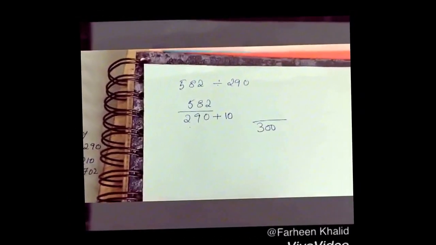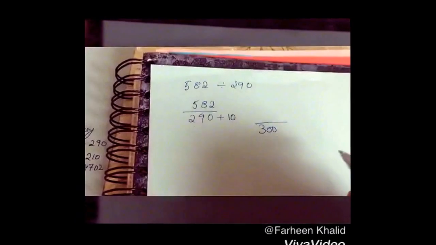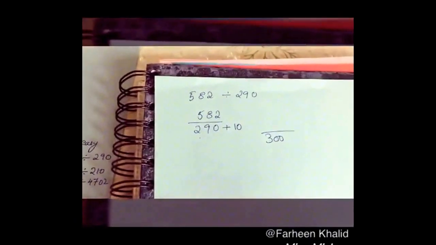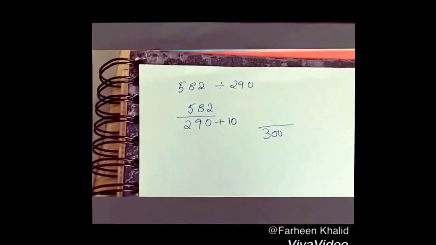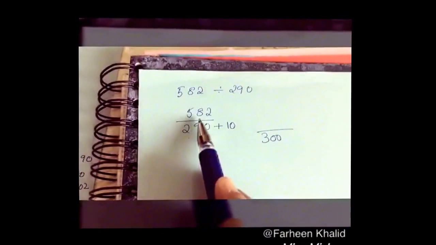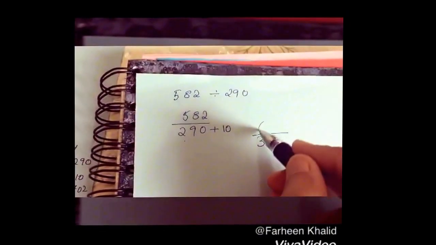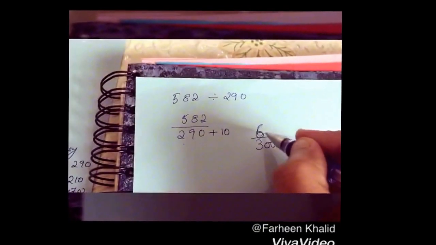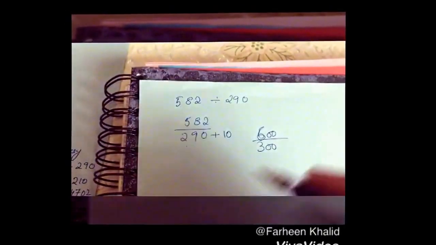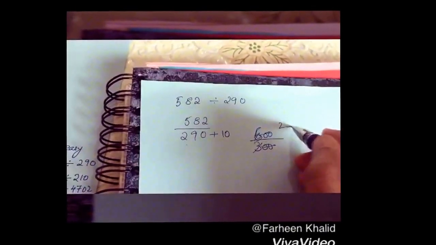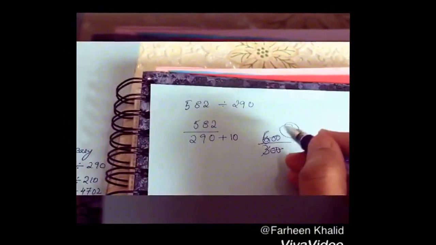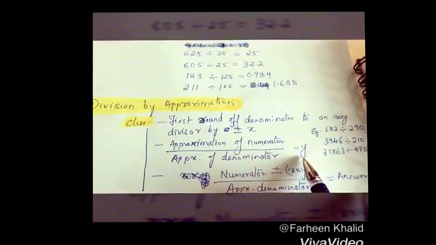Now when we do plus 10 here, we have to take an approximate of the numerator. So let's take the approximate of the numerator. The nearest approximate figure here is 600. 582, the nearest approximate figure is 600. So what does this give us? This gives us 3 times 2 is 6. So 2 is our answer, which is y here in the clue.